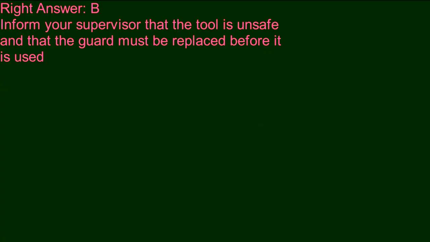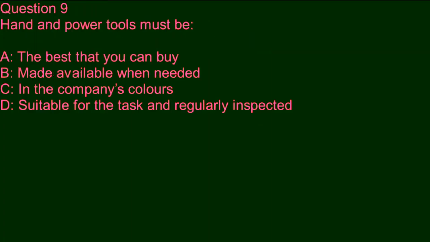Right answer, B. Inform your supervisor that the tool is unsafe and that the guard must be replaced before it is used. Question 9. Hand and power tools must be A. The best that you can buy. B. Made available when needed. C. In the company's colors. D. Suitable for the task and regularly inspected. Right answer, D. Suitable for the task and regularly inspected.